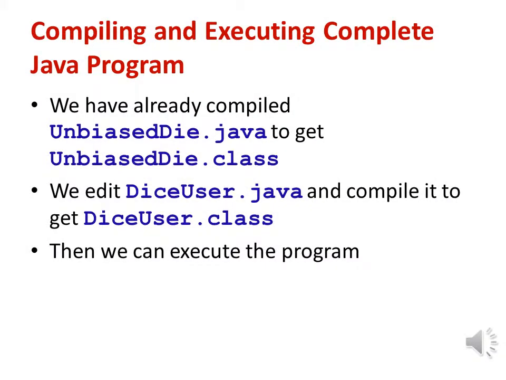We have already compiled UnbiasedDie.java to get UnbiasedDie.class. We edit DieUser.java and compile it to get DieUser.class. Then we can execute the program. Try this out.